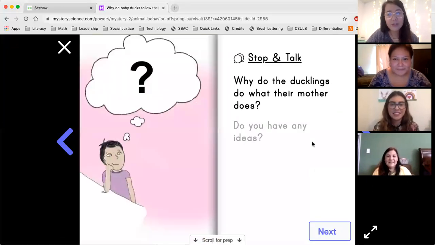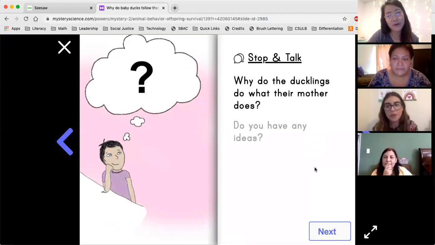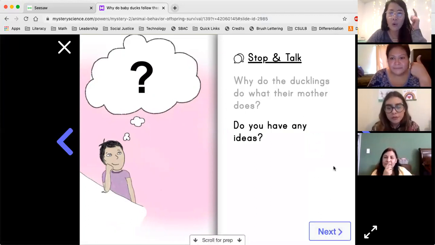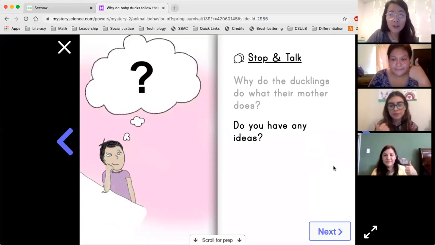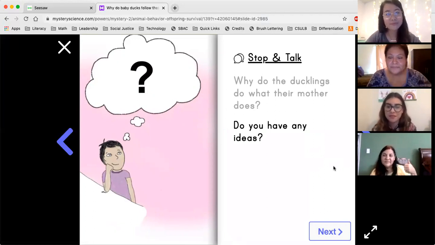So we're going to stop and talk and ask ourselves, now that we know ducklings follow their mother, why? We know that they do that, but why do you think they follow their mother? And do you have any ideas as to why they might follow their mother? So you can pause the video if you need some more time to think. I'm going to call on the teachers who have their thumbs up. Ms. Rosales, do you have a thought?